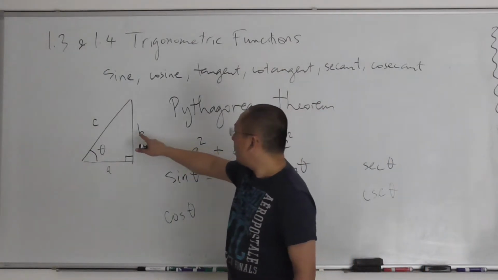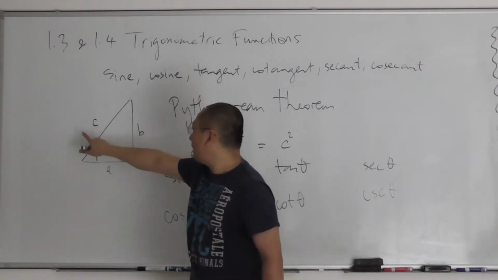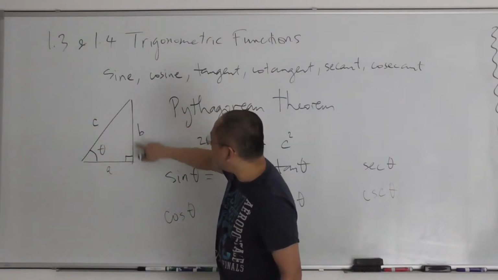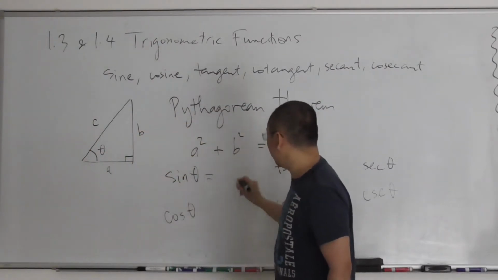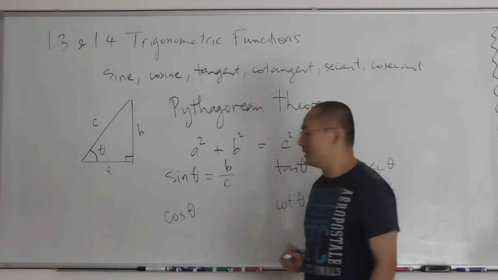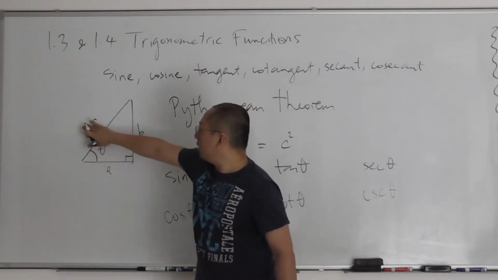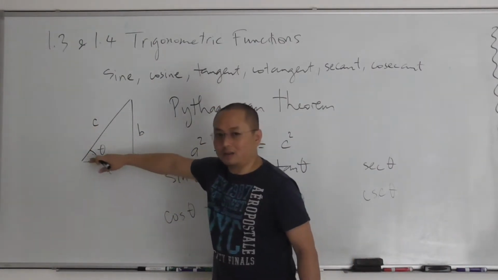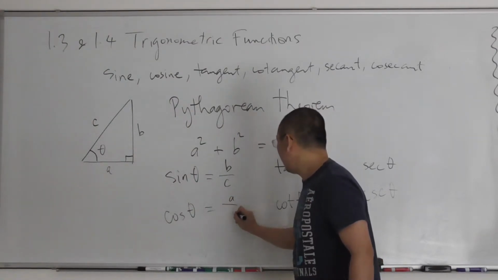People used to say, opposite over hypotenuse. Obviously, C is the hypotenuse. Opposite means the side that is right opposite of the angle, which is B, so B over C. Opposite over hypotenuse. Cosine is adjacent over hypotenuse. A right here is adjacent, right next to the angle theta. So A over C.